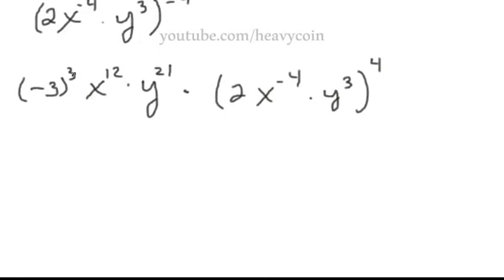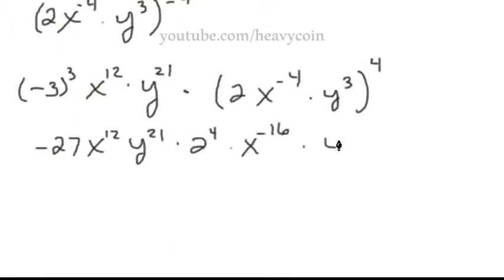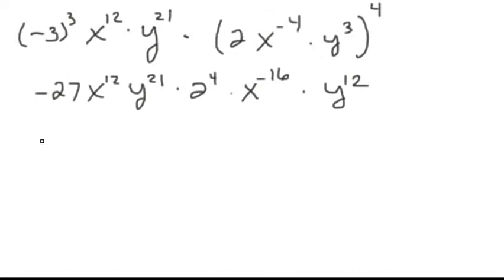Okay, negative 3 to the third is going to be negative 27, x to the 12th, y to the 21st times 2 raised to the fourth times x to the negative 4 times 4 is negative 16, and y to the 12th. 3 times 4 is 12. What a mess. Negative 27, x to the 12th. Let's look for some like terms.